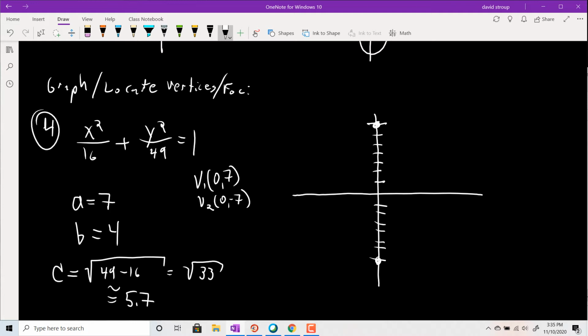And then we need the foci. So those are at about 5.7. 1, 2, 3, 4, 5.7. And 1, 2, 3, 4, 5.7. It's about right there. Okay, so those foci, I'll say foci 1 is at 0, comma, root 33. I'll just write it with the square root. And then foci 2 is at 0, negative root 33. And then finally, the other points of interest on the x-axis at 4 and negative 4. So there they are, and then we just connect the dots.